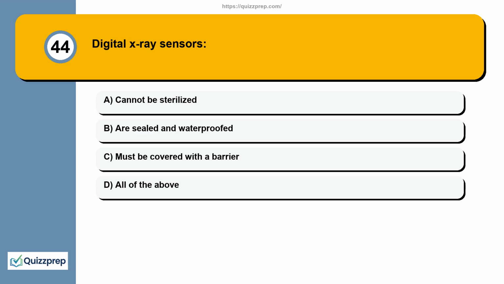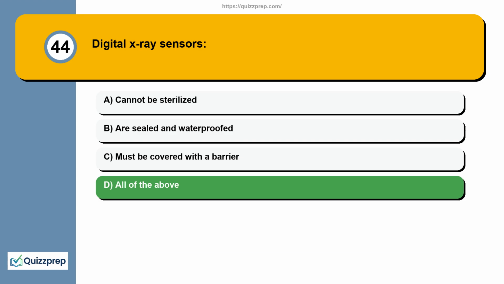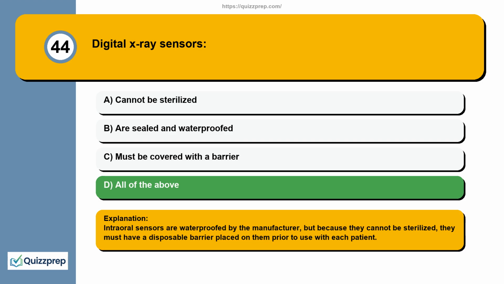Question 44. Digital X-ray sensors cannot be sterilized, are sealed and waterproofed, must be covered with a barrier. All of the above. Intraoral sensors are waterproofed by the manufacturer, but because they cannot be sterilized, they must have a disposable barrier placed on them prior to use with each patient.